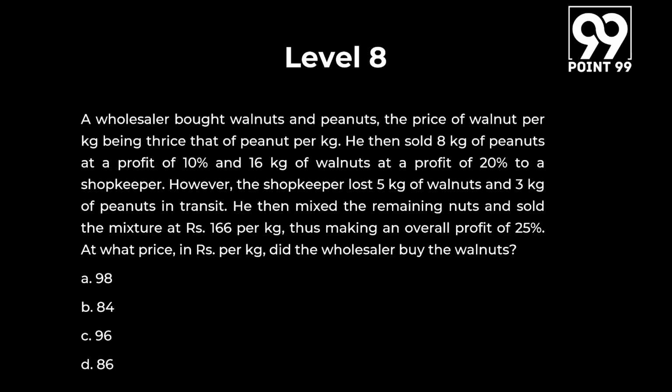Now you have to understand at what price did the wholesaler buy the walnuts, and whatever has been lost is by the shopkeeper. So the wholesaler and the shopkeeper are two different entities. You have to understand that the shopkeeper is losing something, and because of that the shopkeeper has to compromise and sell something at 166 rupees per kg, which will still give him an overall profit of 25%. And from there you have to work backwards and figure out what the wholesaler would have done. The correct answer here is option 3, that is 96 for this particular question, and this is indeed a tough one. So now you will see that the level of difficulty has grown almost exponentially from levels 5 and 6 to 7.